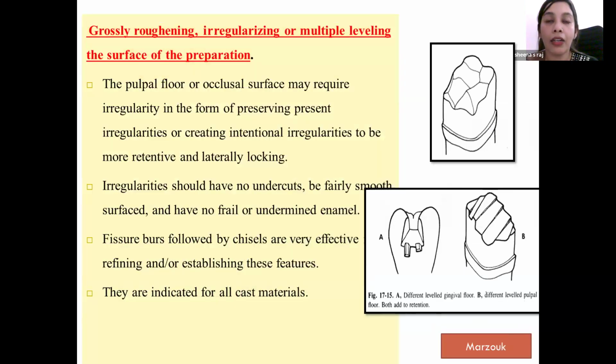Another method by which we can increase the resistance and retention form is grossly roughening and irregularizing, or multiple leveling, the surface of the preparation. So you can see the image.